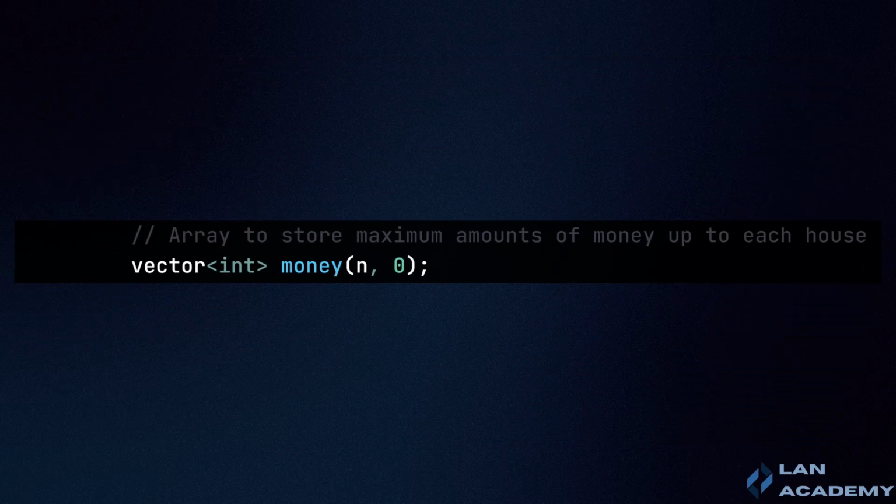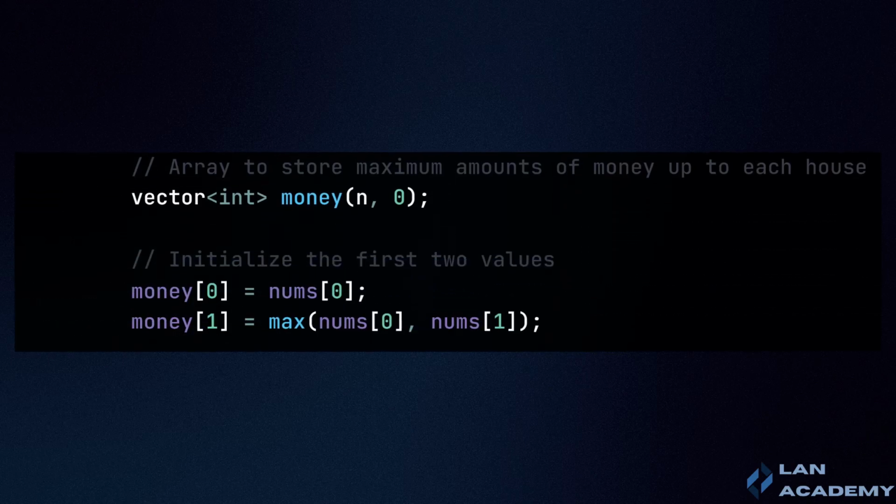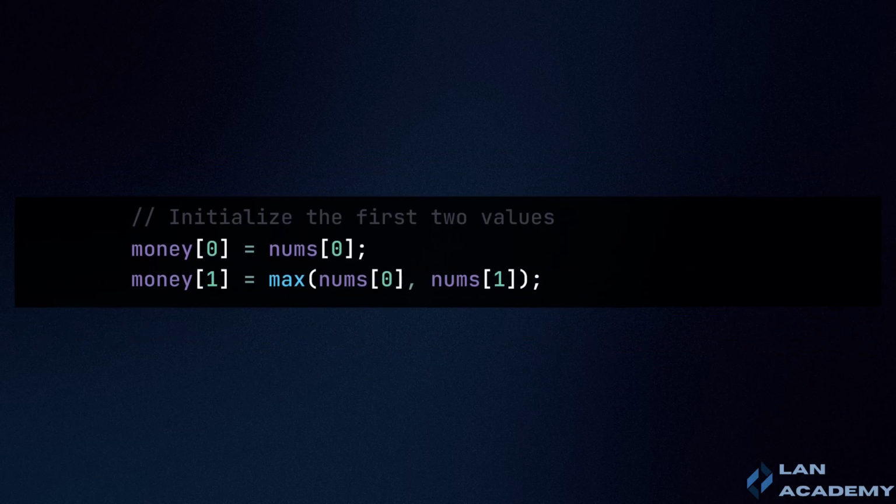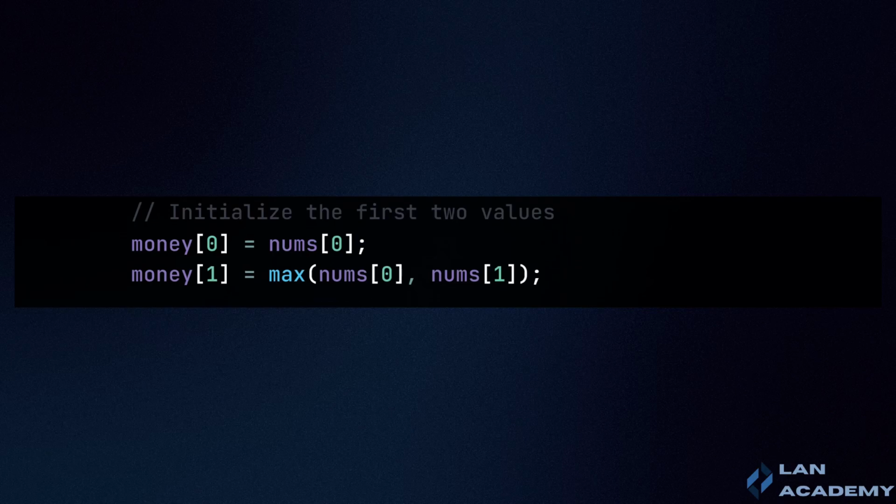I will declare an array money that will be used to store the maximum amount of money that can be robbed from each house. The first two positions of this array can be initialized as follows. Money of 0 equals nums of 0, which is the amount of money in the first house, and money of 1 equals max of nums of 0 and nums of 1, where money of 1 is initialized with the maximum amount between the first and second houses.